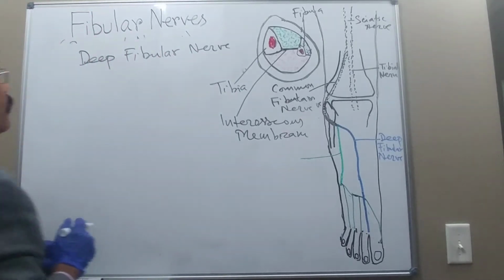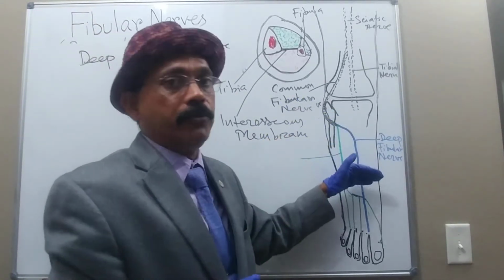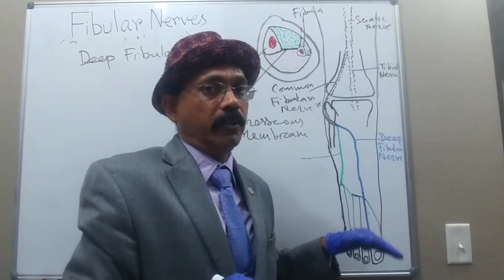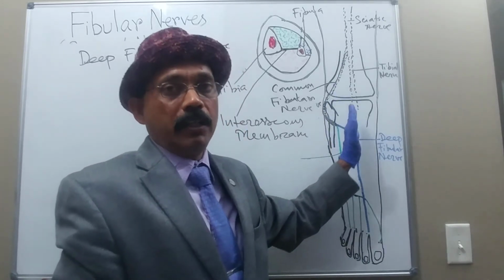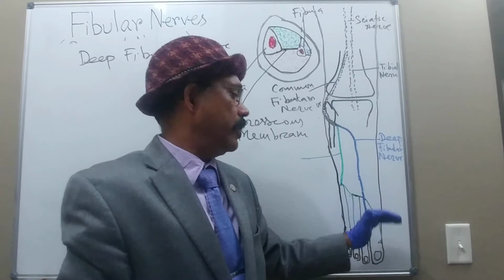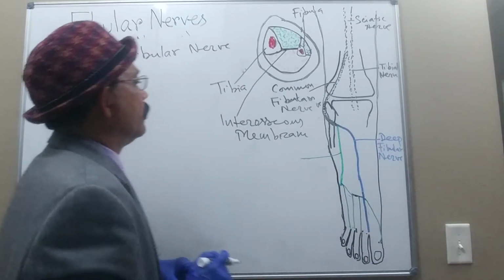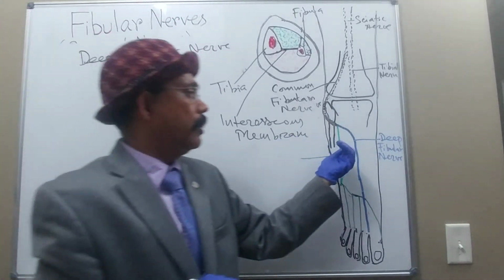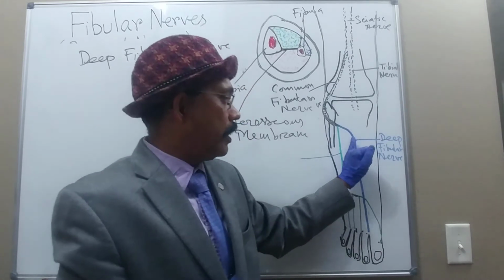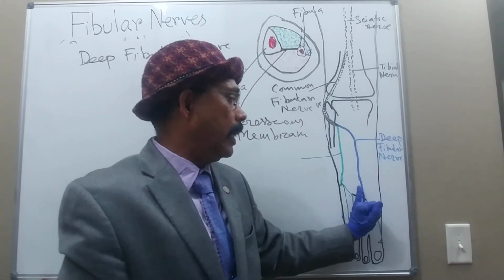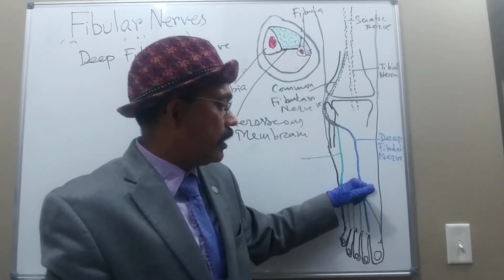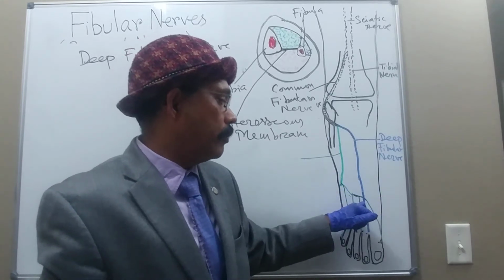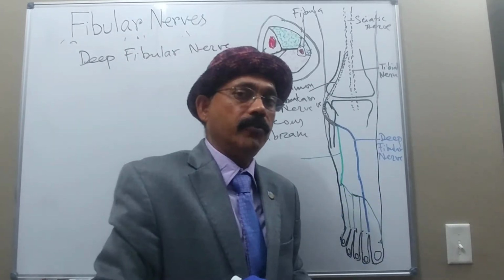Okay, so deep fibular nerve passes in front of the ankle joint, passes below the extensor retinaculum of the ankle joint, and it follows the anterior tibial artery, then the dorsalis pedis artery to the dorsum of the foot. So deep fibular nerve is this, and it is initially lateral to the anterior tibial artery, then in front of the anterior tibial artery, then again lateral to the anterior tibial artery, passes beneath the superior extensor retinaculum, inferior extensor retinaculum, and it accompanies the dorsalis pedis artery.